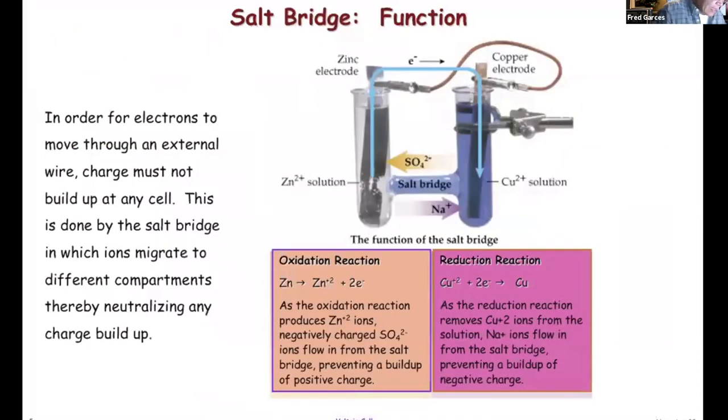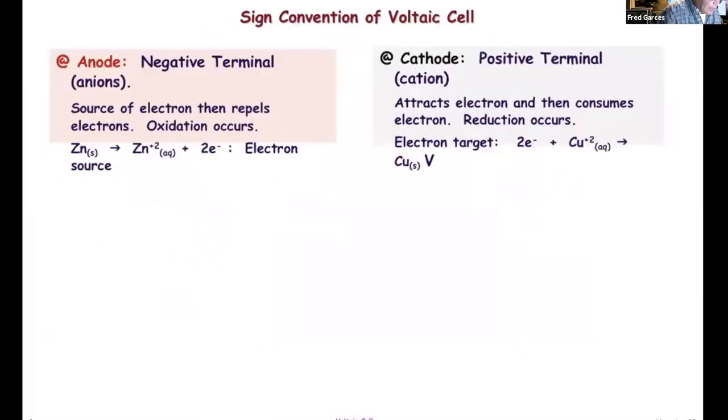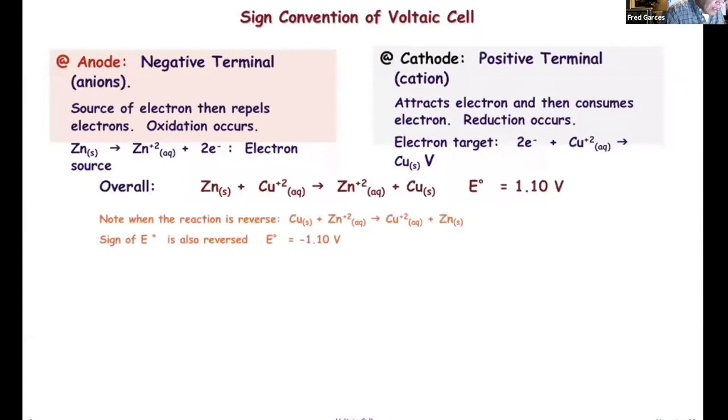Here it is again, zinc, oxidation, reduction. Here is the negative terminal, anode, the positive terminal, cathode, and the question is, how did we get 1.10 volts? The way you determine the voltage of an electrochemical cell is you need to understand what reaction is occurring at the anode and what reaction is occurring at the cathode.